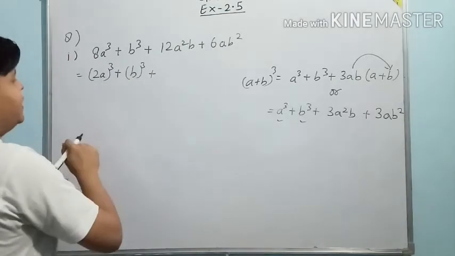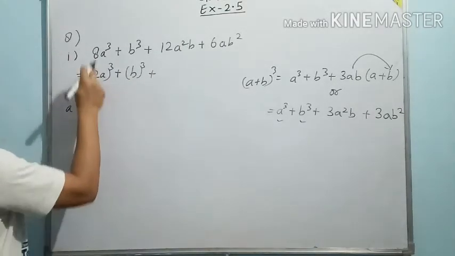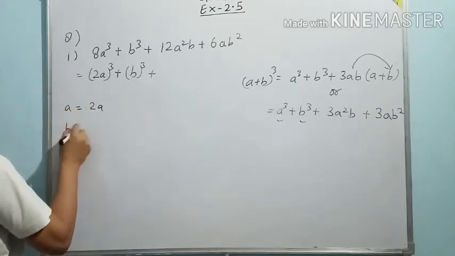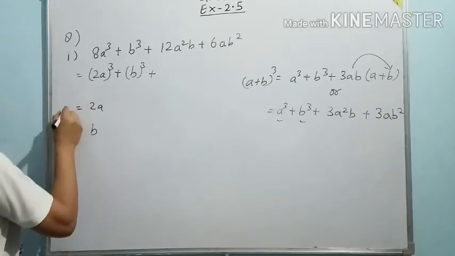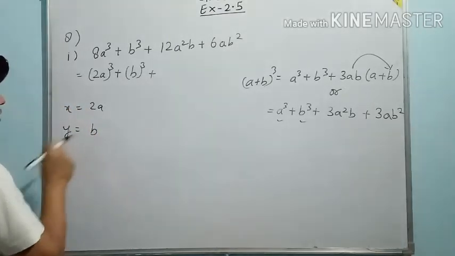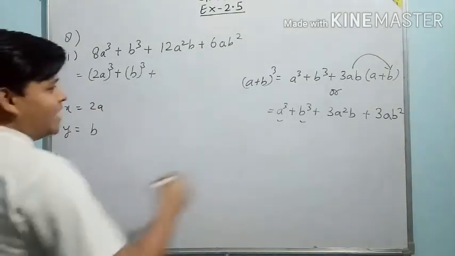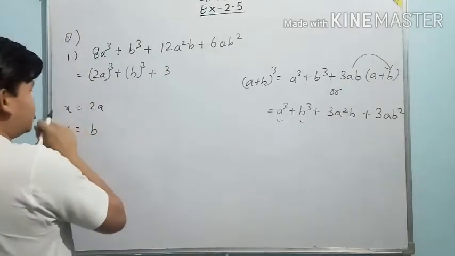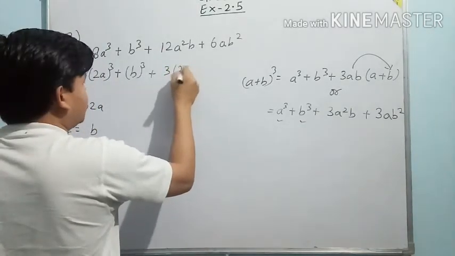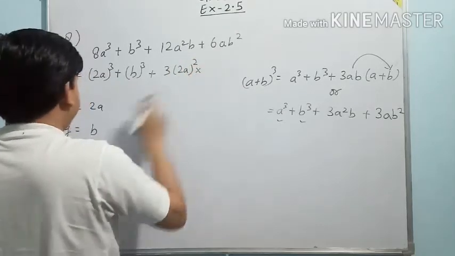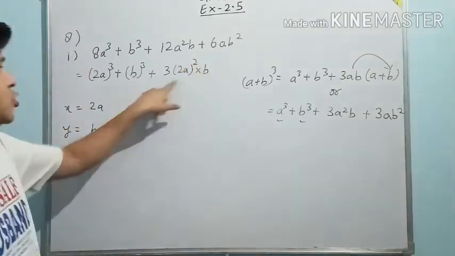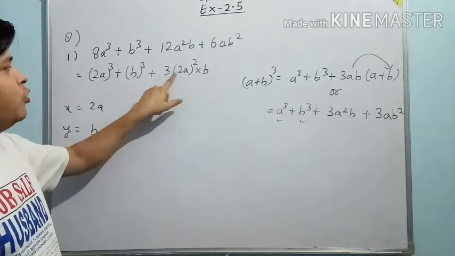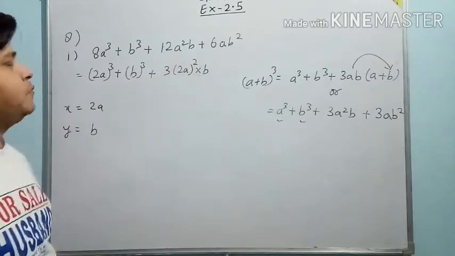As we can compare, in place of a and b we are writing x and y. So x is 2a and y is b, right? As we have 3a square b, that means 3 x square y, so you put square of 2a and then b. Let's solve and check whether we are getting 12a square b or not. 3 into square of 2 is 4, so 3 times 4 is 12a square b, right?